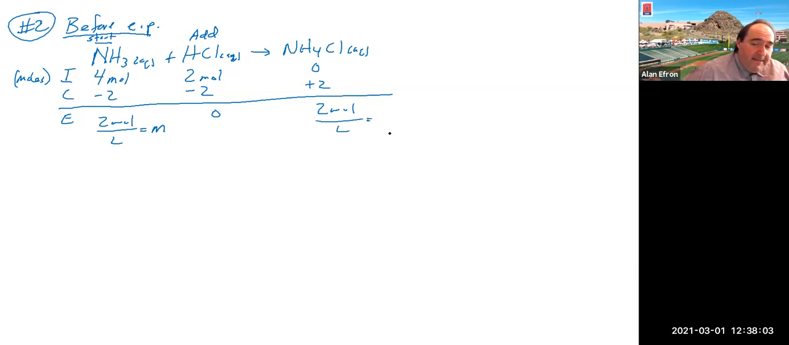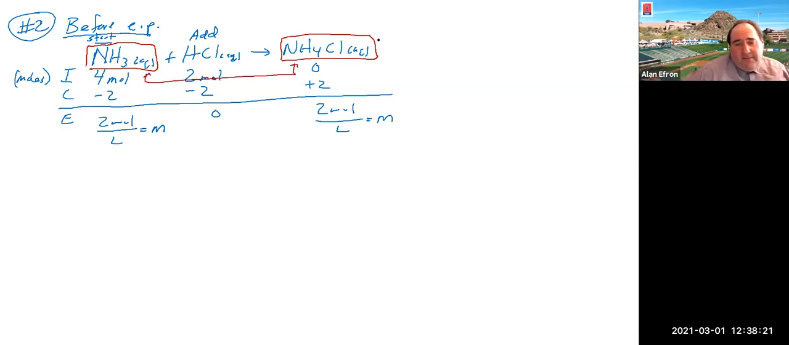And again, if you're not sure what is going on at this point, take a look at your ICE table to help you. We do have NH3 there, and we have NH4Cl. These two things are related to each other. A reminder that NH4Cl is NH4 plus and Cl minus. This guy and this guy are related to each other. That is actually a buffer at this point.